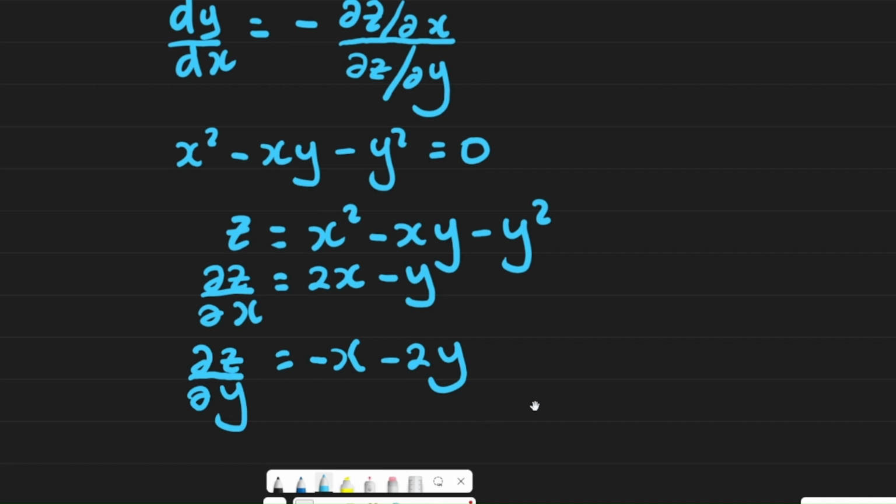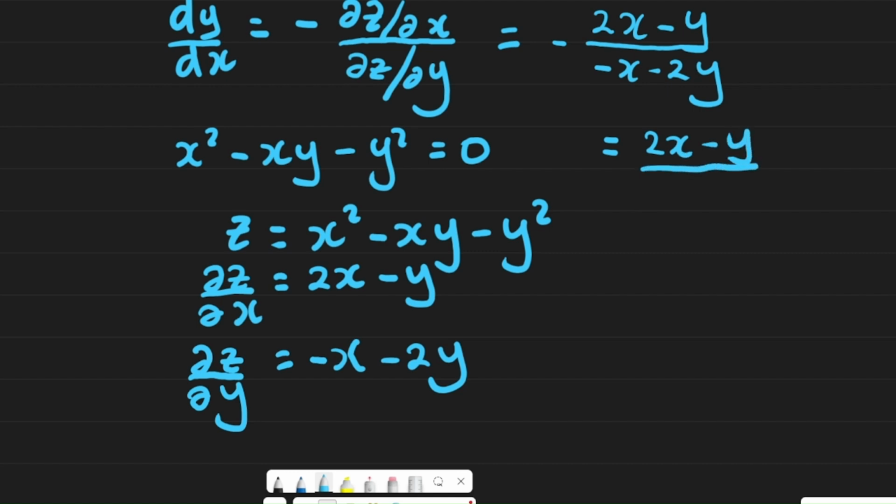So applying this formula as we have it, dy/dx is just 2x minus y, put a minus in front of it, divided by minus x minus 2y. That's our answer. Well, of course, we could take minus 1 as a common factor, bring it out. So if we really wanted to do that, this would become 2x minus y divided by x plus 2y.